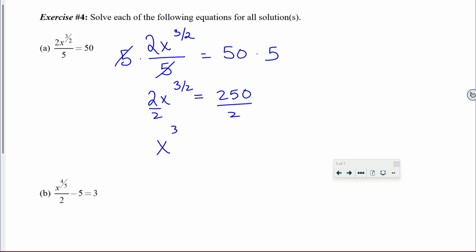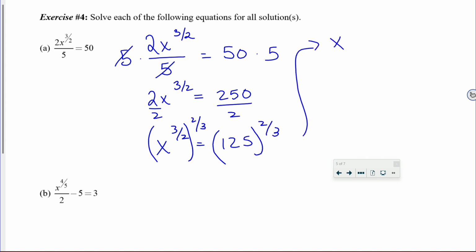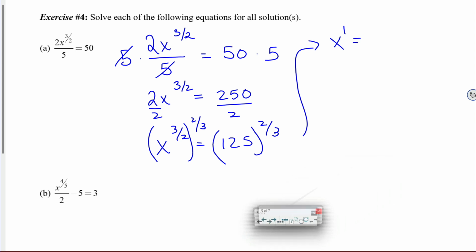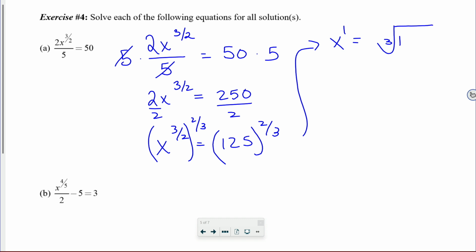That's going to give me x to the 3 halves is equal to 125. I'm now going to raise both sides to the 2/3 to give me x to the first. And of course, you could take your calculator out and just figure out what 125 to the 2/3 is, right? If you wanted to do it without your calculator, then you'd want to think about the cubed root of 125 squared. Please note that it is an odd root, so we're going to get only one answer, right?